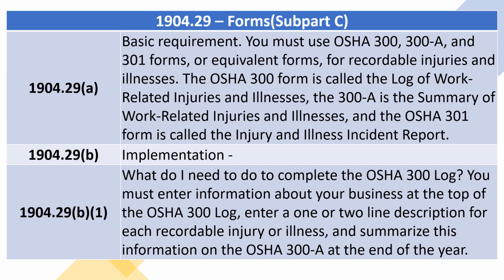1904.29b. Implementation. 1904.29b(1). What do I need to do to complete the OSHA 300 log? You must enter information about your business at the top of the OSHA 300 log, enter a 1 or 2 line description for each recordable injury or illness, and summarize this information on the OSHA 300A at the end of the year.